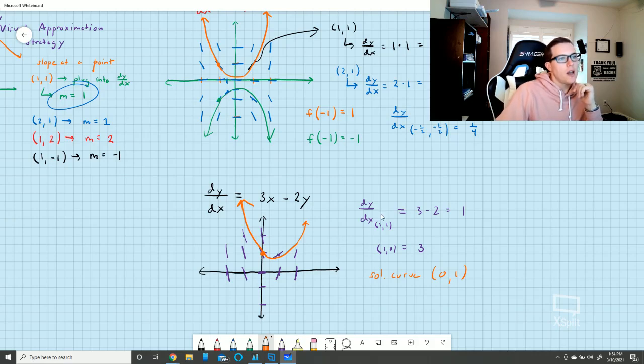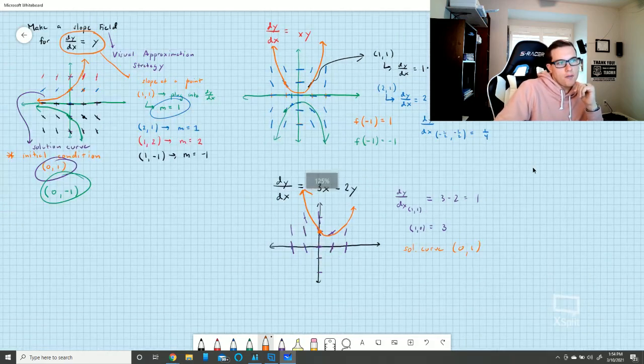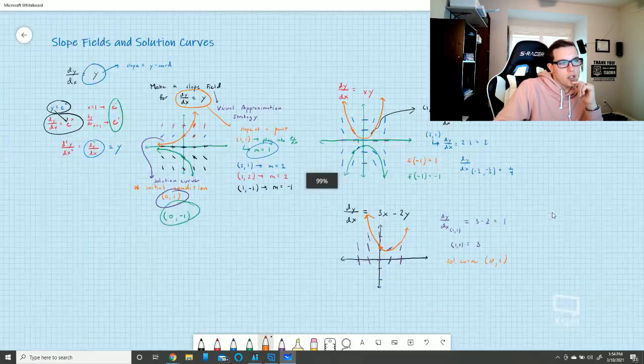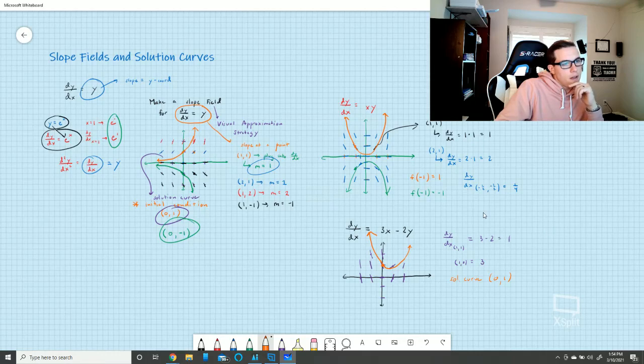Okay, so this is another strategy for thinking about what the original function looks like given a derivative. Just now I'm giving you a derivative with an x and a y in it, so we can plug x and y into that derivative to figure out little pieces of the slope, and then we can connect the dots and find what a solution curve could look like. All right, that's it.